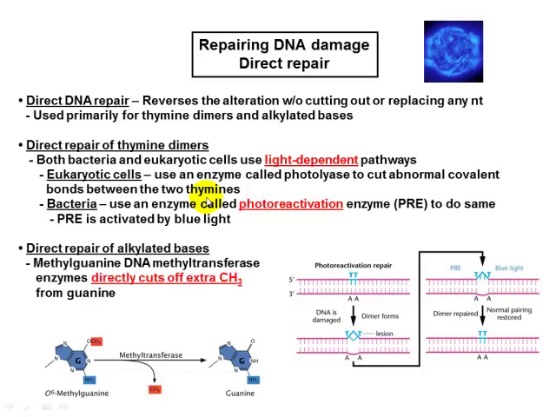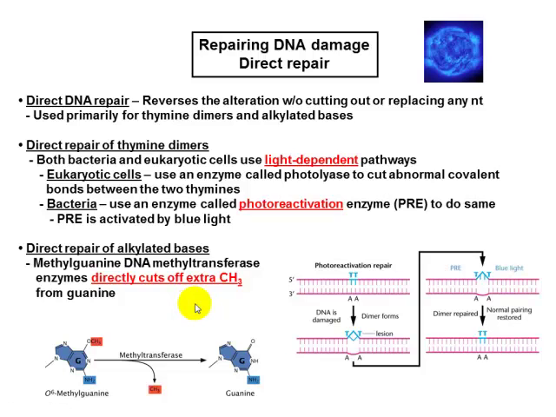Now, in the bacteria, of course, we know a lot more about the bacteria system than we know about the eukaryotic system. In the bacteria system, there is this enzyme called photoreactivation enzyme, or PRE, that does the same job in the bacteria as is done in the eukaryotes. Well, if you look at white light, like sunlight, it has the whole spectrum.